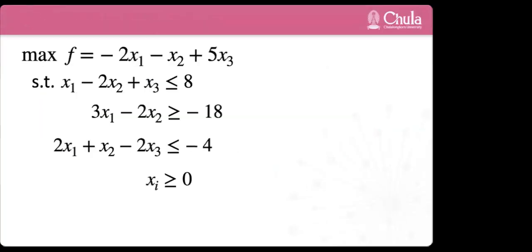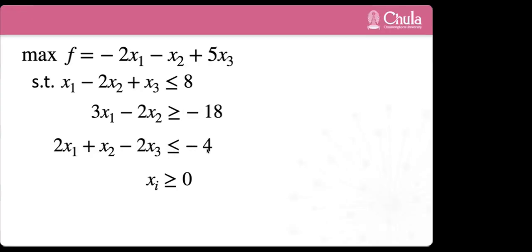The next example, we have maximization of this function, x1 minus 2x2 plus x3 less than or equal to 8. 3x1 minus 2x2 is greater than or equal to minus 18. This one also, 2x1 plus x2 minus 2x3 less than or equal to minus 4.